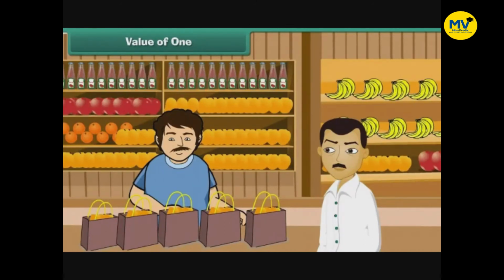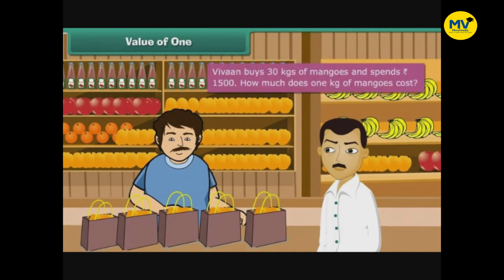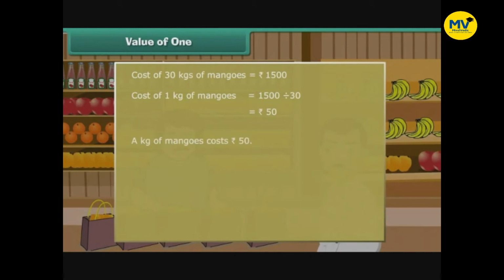Value of 1. Vivaan buys 30 kgs of mangoes and spends 1,500 rupees. How much does 1 kg of mangoes cost? Cost of 30 kgs of mangoes is 1,500 rupees. Cost of 1 kg of mangoes is 1,500 divided by 30, that is 50 rupees. A kilogram of mangoes costs 50 rupees. Let us verify our division.